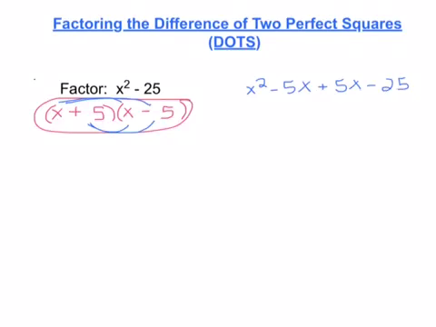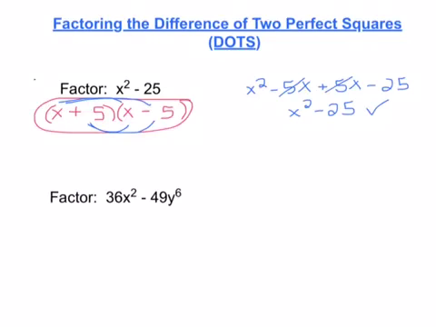Now, if you tried to combine your like terms, what you would notice is the two middle terms cancel off, leaving you with x squared minus 25. So this does check because this is what we originally started with. All right, let's try a couple more.